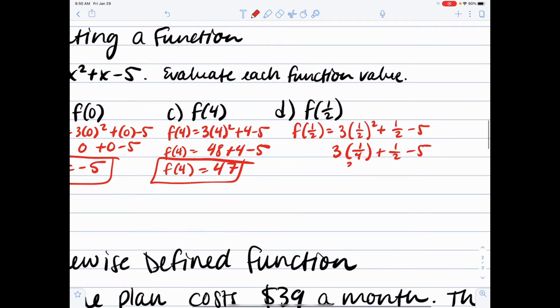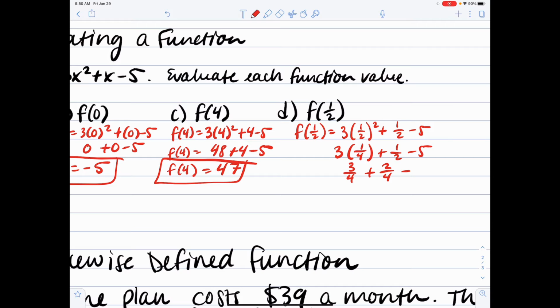So this is going to be 3/4. And I know that 1/2 is the same as 2/4, and I know that 5 is the same as 20/4. So that's 5/4 and this is 20/4. So our final answer is negative 15/4, and then you can just leave it like that.